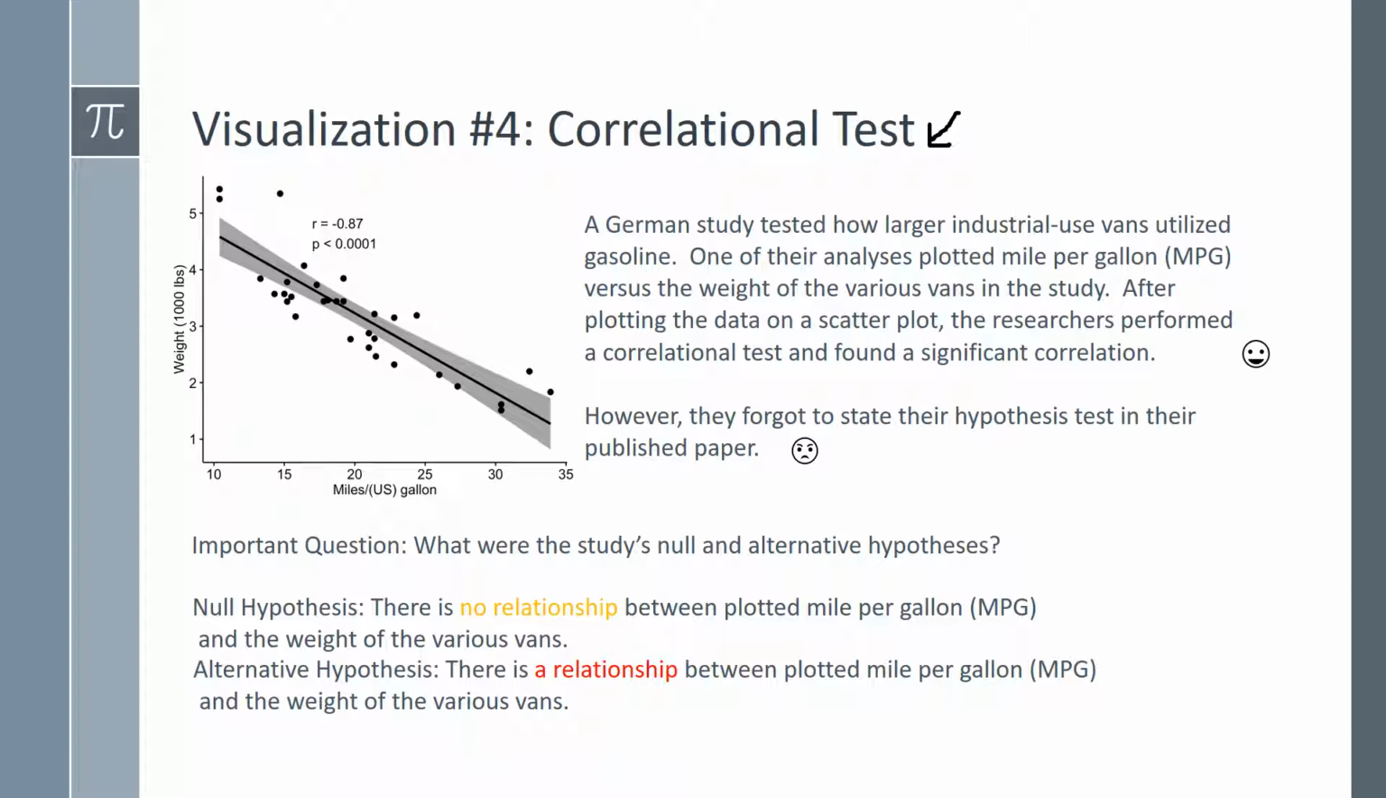So the null hypothesis for our example is that there is no relation between the miles per gallon (mpg) and the weight of the various vans. And the alternative hypothesis is saying that there is a relation between miles per gallon and the weight of the various vans.